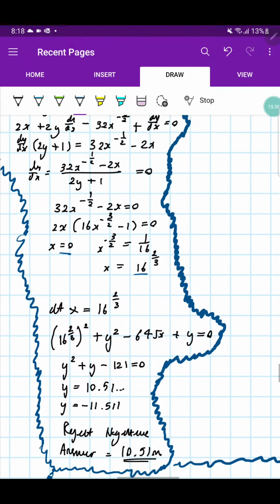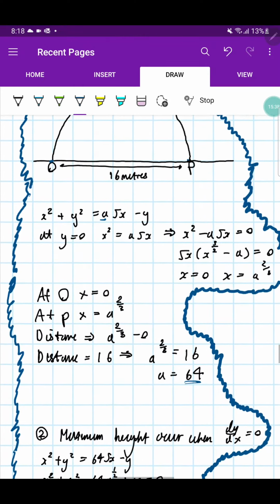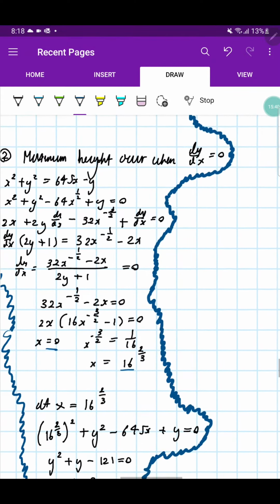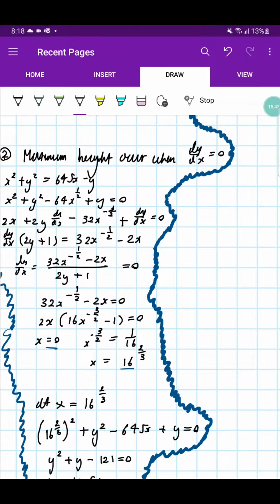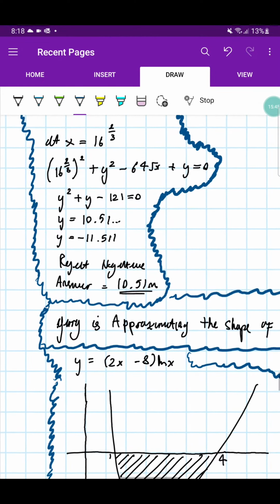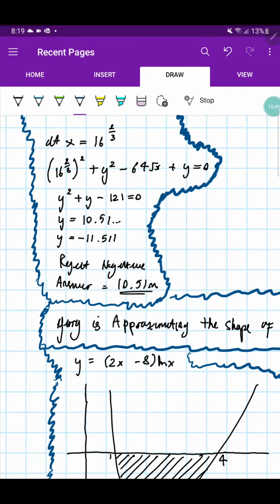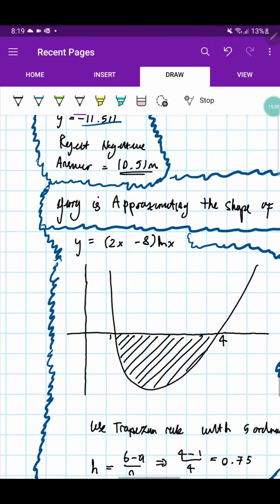We substitute it back into the original equation, but we know what a is now, so we just substitute into here. And if we solve it, we get y values of 10.51 approximately and minus 11.511, but we don't take the negative value because we want the maximum height.